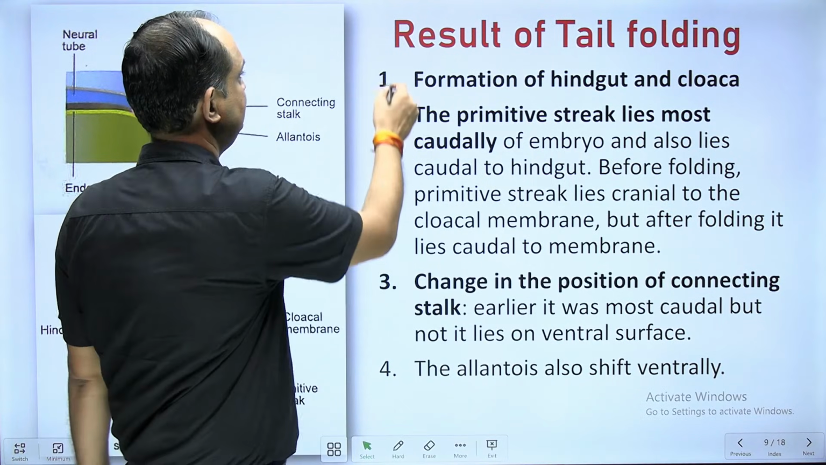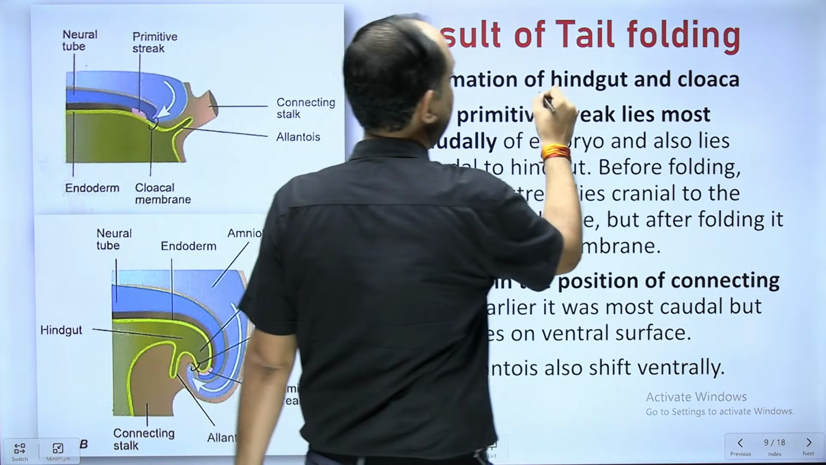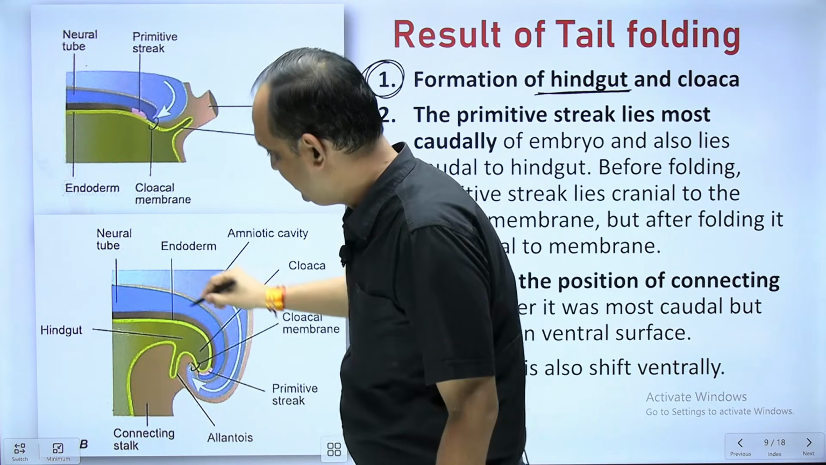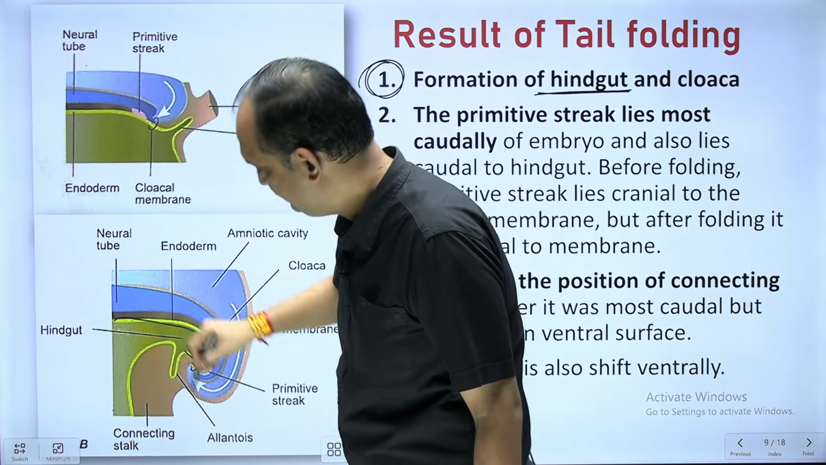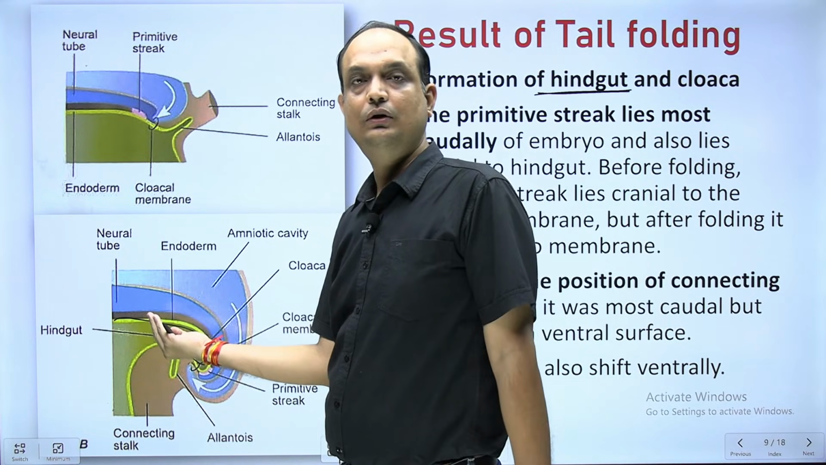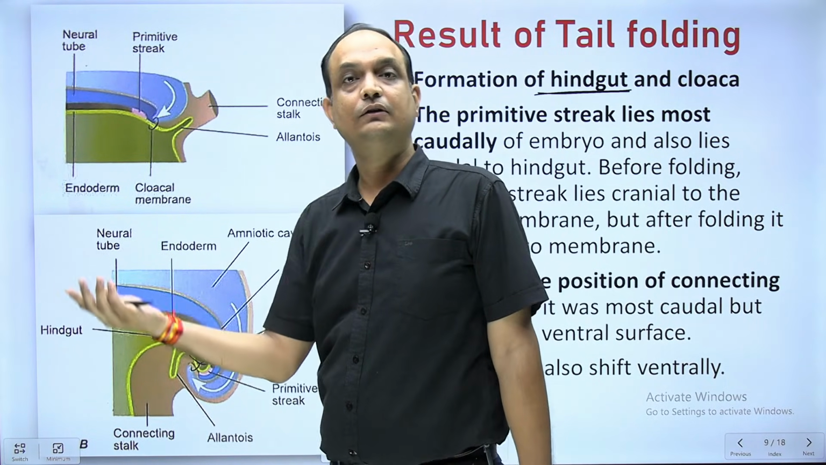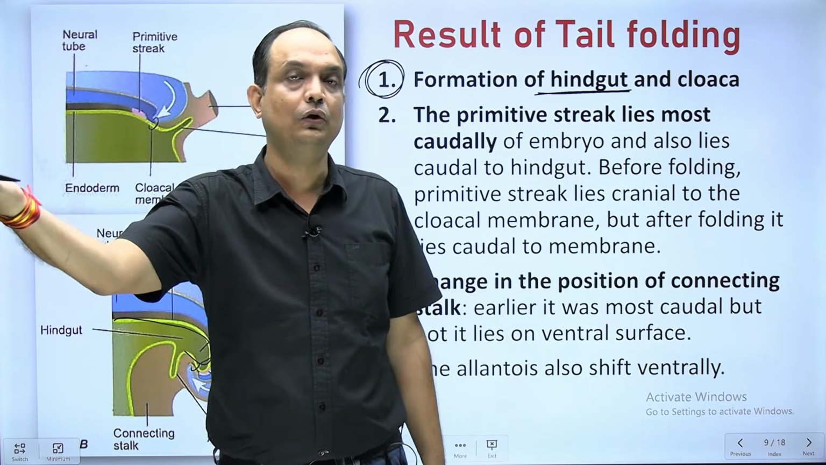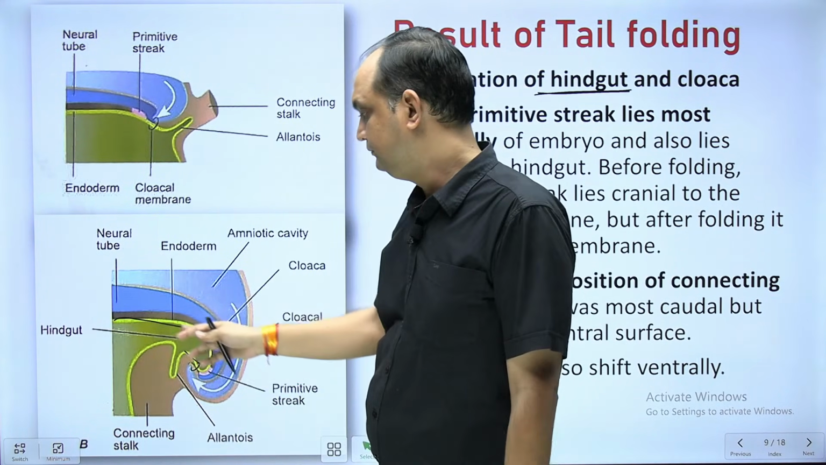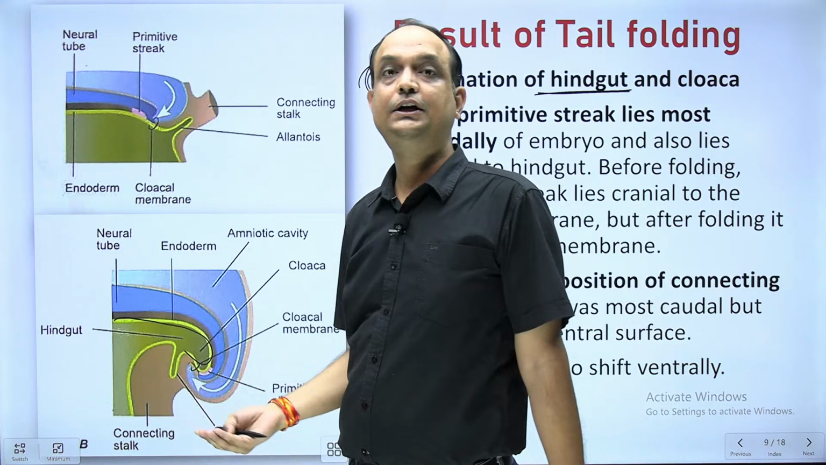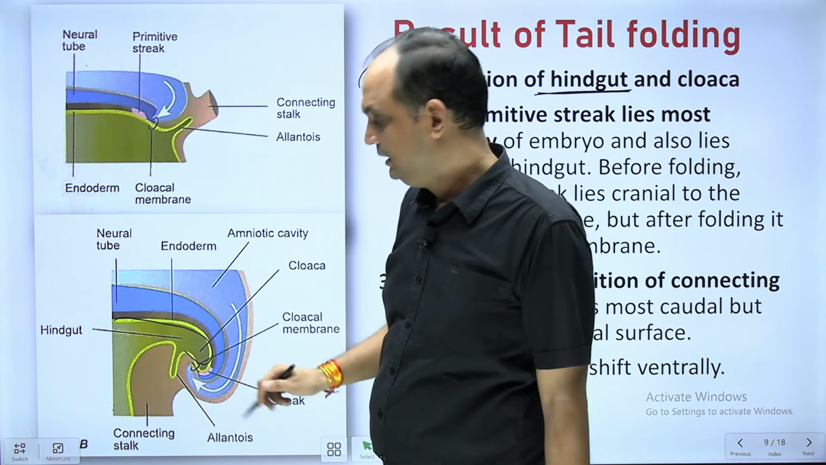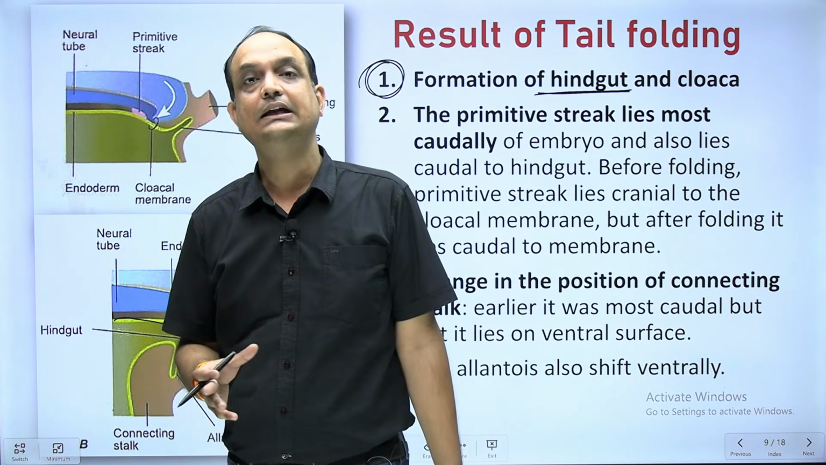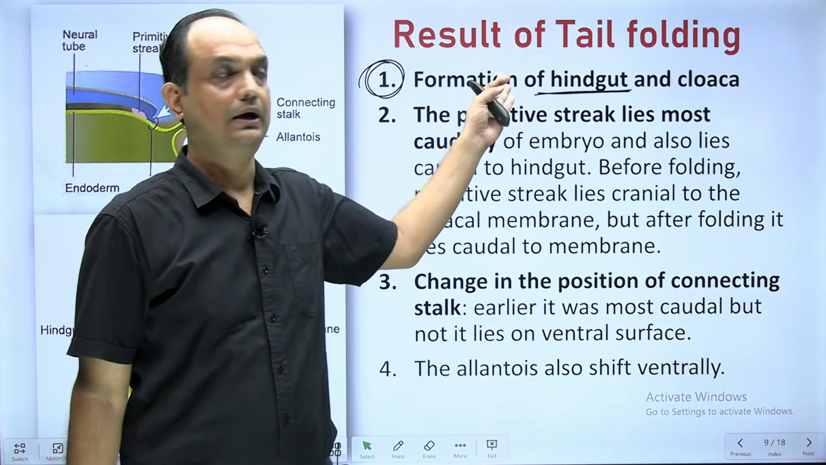The first result is the formation of the hindgut. Now what is the hindgut? The hindgut is the part of your yolk sac which is trapped into the tail fold. Clear? So the part of the yolk sac which is trapped into the head fold is known as the foregut, and the part of the yolk sac which is trapped into the tail fold is known as the hindgut. Now the distal-most part of the hindgut later on enlarges, and that is going to form the cloaca.